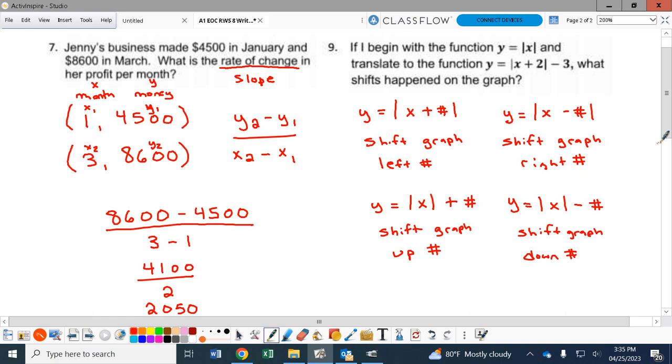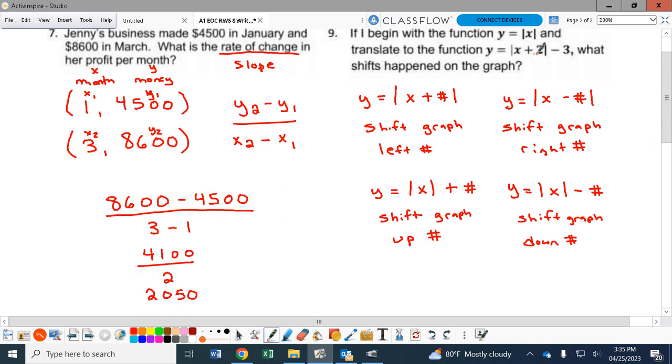So in this case, we need to be able to describe what it's doing based on these numbers right here. The numbers we're looking at are this 2 on the inside and this 3 on the outside. So we're going to start with the part on the outside. The outside part tells you to move up or down. Because it is a minus, it's telling you to move down. So your graph is going to shift down 3, and because on the inside it's got a plus 2, that is going to shift it.